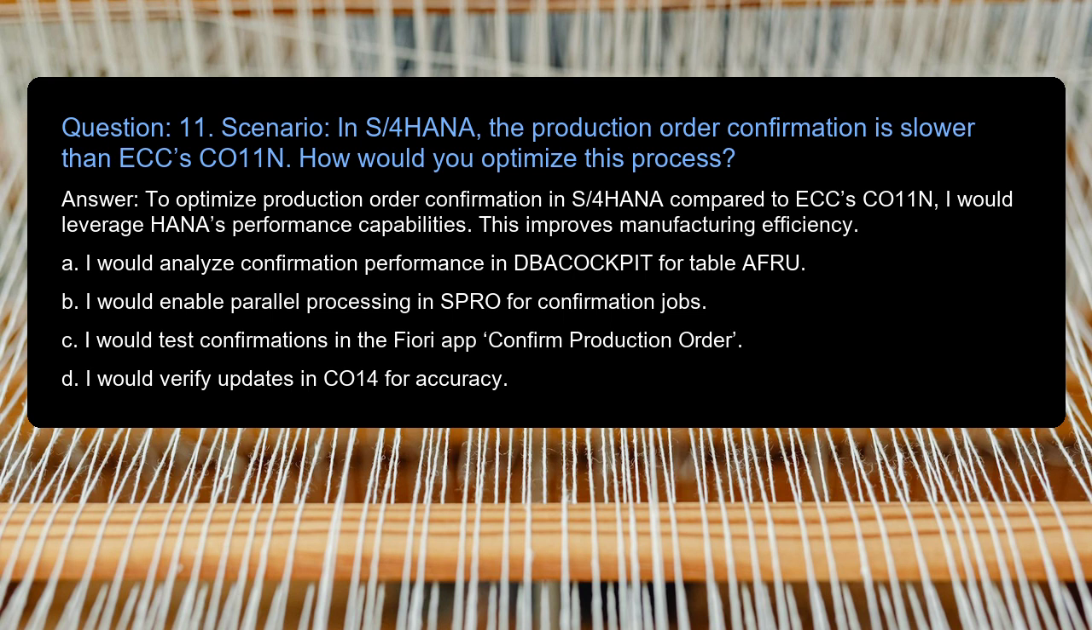Question 11. Scenario. In S/4HANA, the production order confirmation is slower than ECC's CO11N. How would you optimize this process? Answer. To optimize production order confirmation in S/4HANA compared to ECC's CO11N, I would leverage HANA's performance capabilities. This improves manufacturing efficiency.